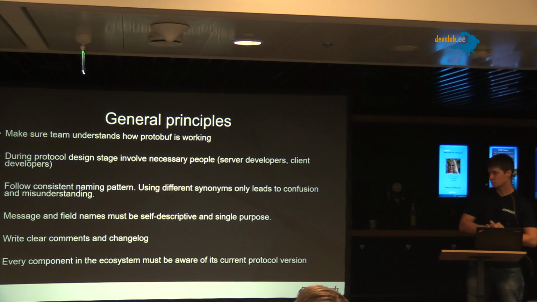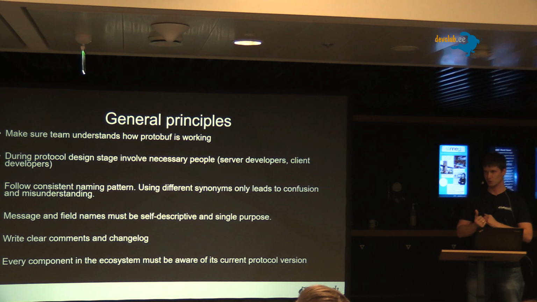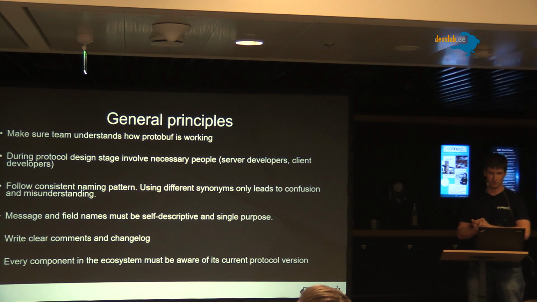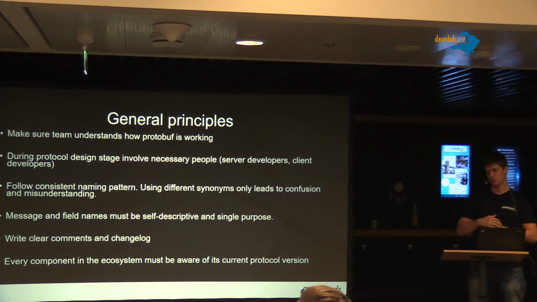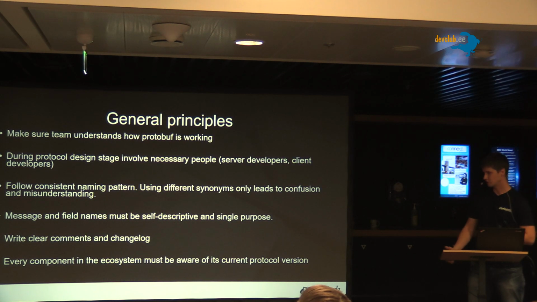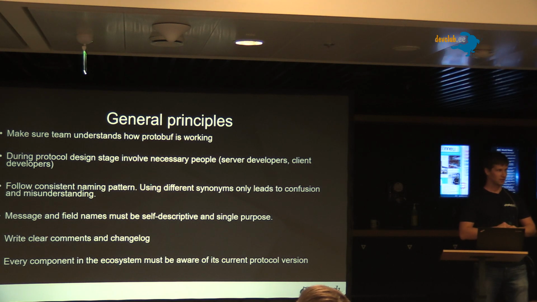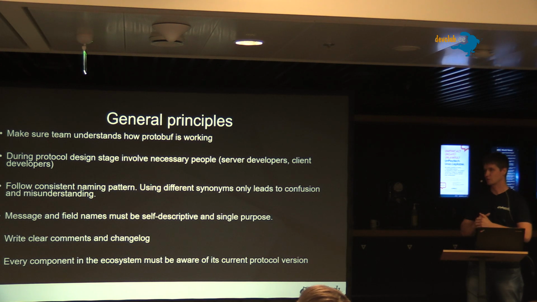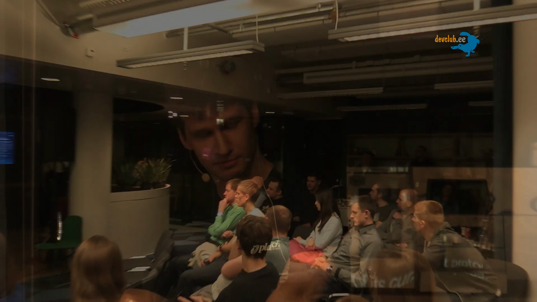And every component in the ecosystem must be aware of its current protocol version. So the server needs to know its protocol version, clients need to know that. Any other applications reusing your protocol files, they need to know the protocol version because they need to update it and to receive the latest updates. And let's say if a client communicates to the server, then they need to send the protocol version because the server will act accordingly.